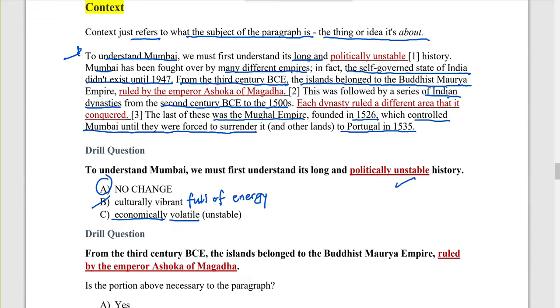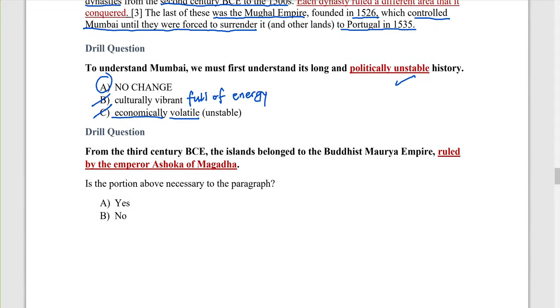And economically, of course, we haven't mentioned anything about the economy, but we talked about how unstable this subcontinent or Mumbai was. Okay, let us go to the second one.